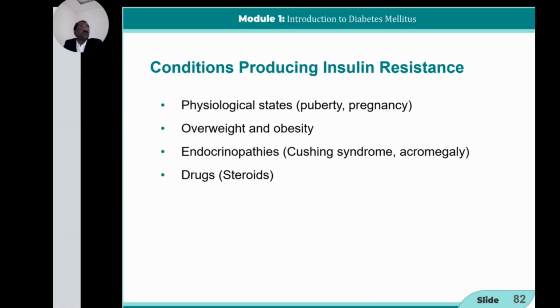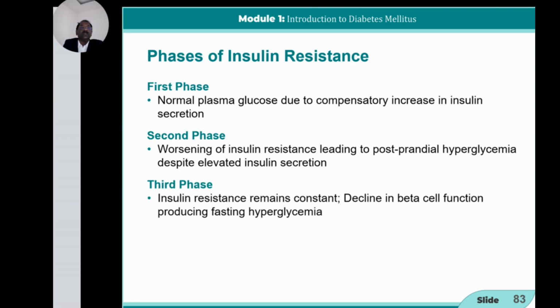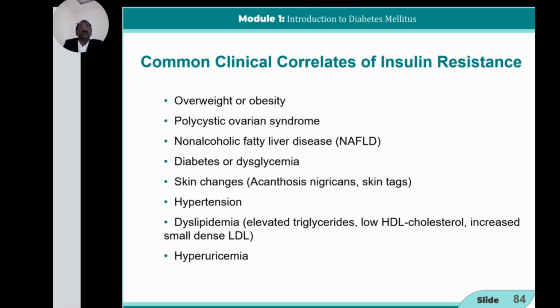What are the conditions producing insulin resistance? Puberty, pregnancy, overweight and obesity, and Cushing's, acromegaly and steroids. So all these will cause it. Nowadays insulin resistance is mostly caused by body weight, overweight and obesity, and then steroids. Steroid therapy is also very high in some individuals. First phase, second phase, third phase.